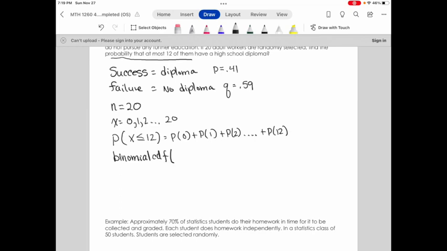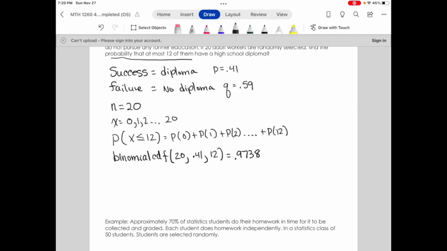binomial CDF from 0 to 12. So I'm going to put in my n, which is 20, my probability of success, which is 0.41, and I want the calculator to add all the probabilities from 0 up to 12, including 12. So this is what I'm going to put in on the calculator, and I'm going to get 0.9738. So take a minute, now that you've seen how to put this in the calculator, and we've practiced in all the parts of the previous example, and make sure that you can get that value on your calculator.